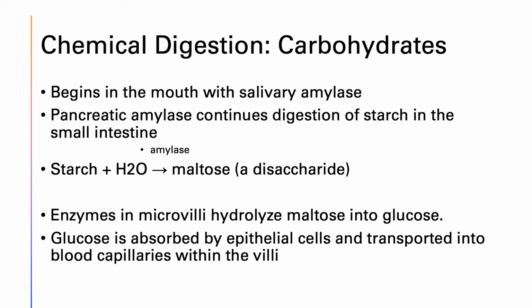So the chemical formula for the breakdown of carbohydrates, also known as starch: we get starch plus H2O, or water. With the help of amylase, that enzyme, we break starch down into maltose, which is a disaccharide. And enzymes in the microvilli of the small intestine will hydrolyze, or break down, maltose into glucose, which is a monosaccharide. Glucose is what we want, because that will be absorbed by epithelial cells and then transported into blood capillaries within the villi of the small intestine.